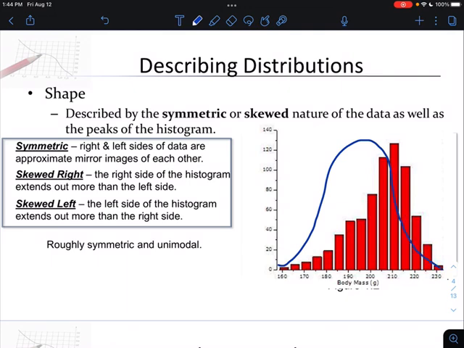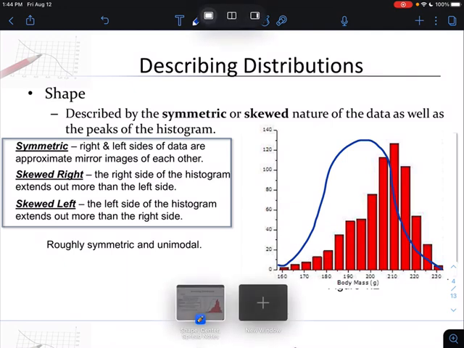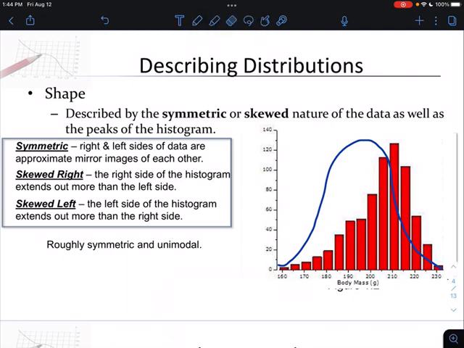So this blue line that I've drawn here, we see that the left and right side of the distribution are fairly similar. So left side, right side, mirror images or close to. So when we talk about symmetric distributions, we're saying that the peak is in the middle and then both sides on either side are about equal in terms of decline from there.